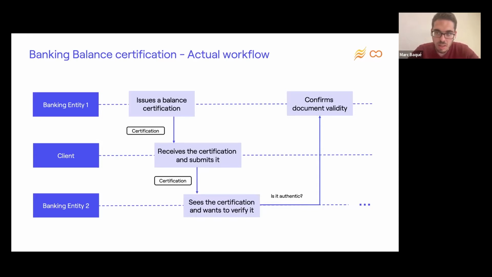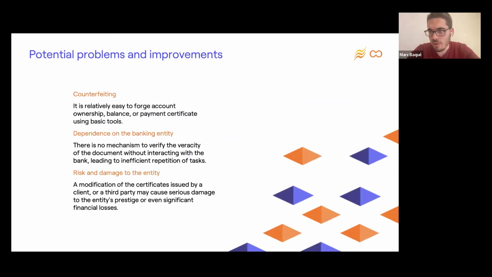So in that case, what they probably need to do is go to the first banking entity and confirm that the document is valid, and that the authenticity of this document is also valid. Okay. So this presents several issues or improvements that can be made to this process. The first one is that it's vulnerable to counterfeiting.